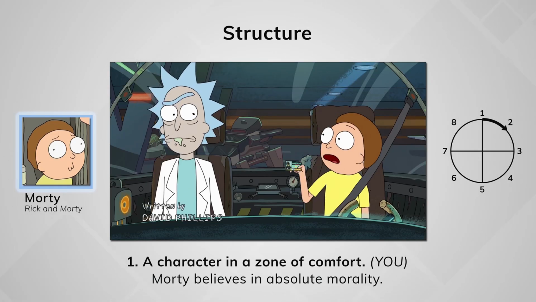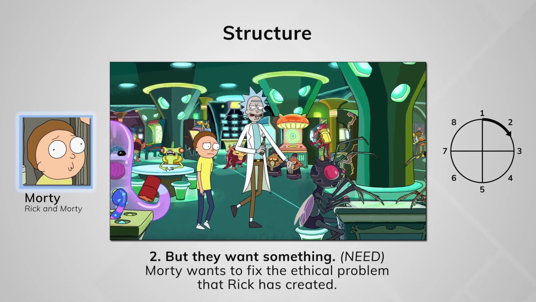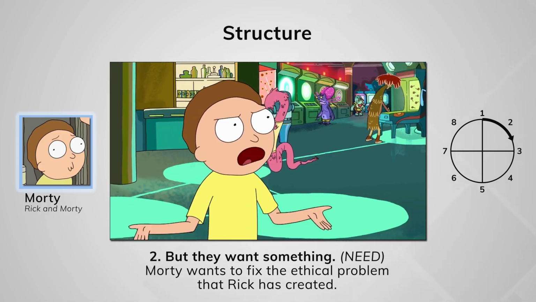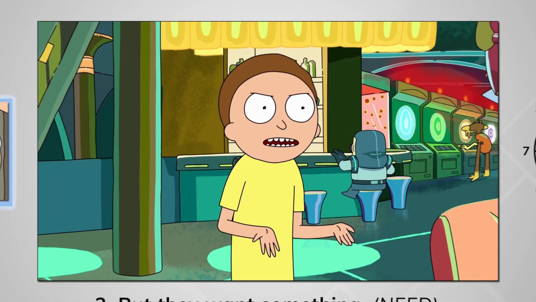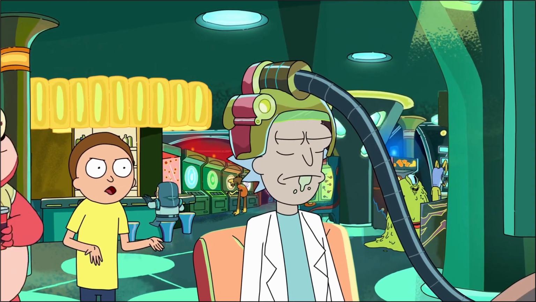At 2, now Morty formulates his want for the story. Morty wants to fix the ethical problem that Rick has created.